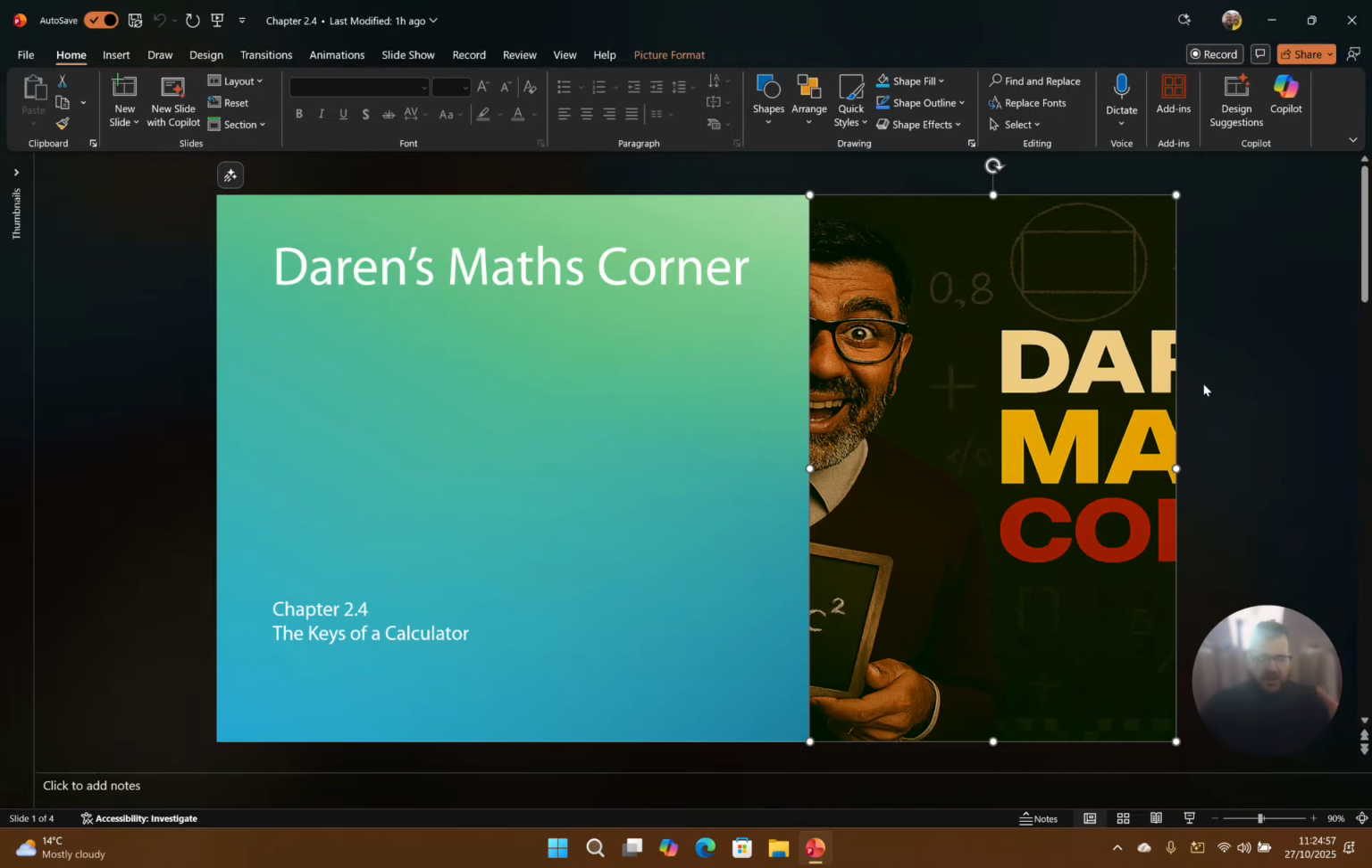Welcome to Darren's Maths Corner, and today we are going to have a look at the keys of a calculator. I've got my scientific calculator with me, which we will use.